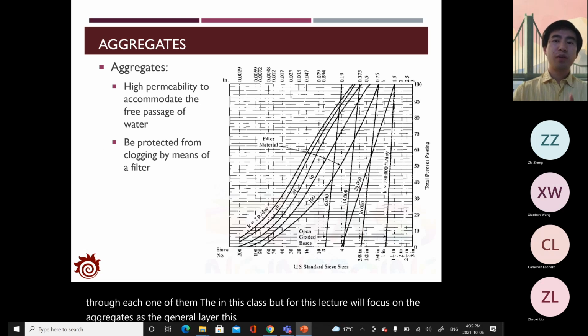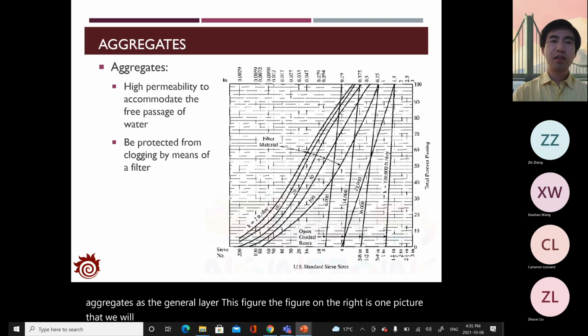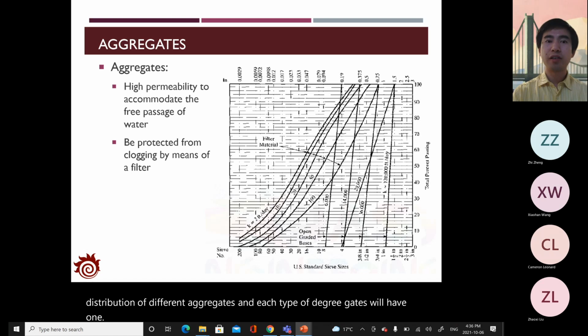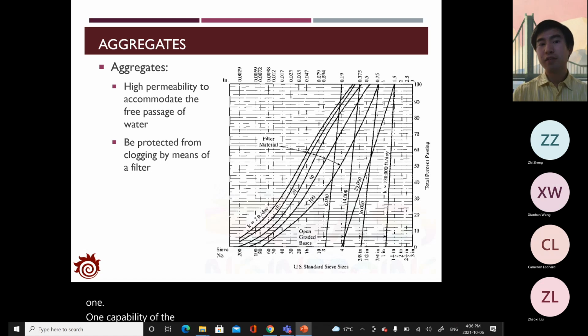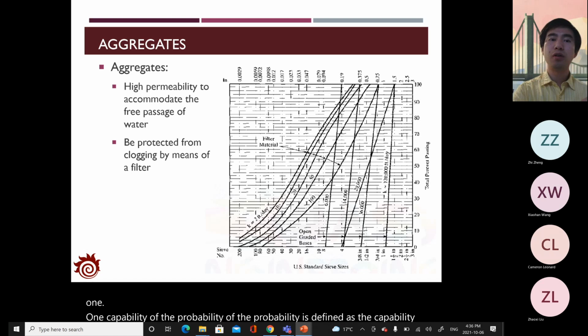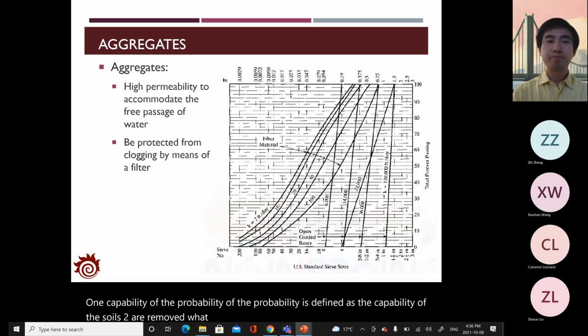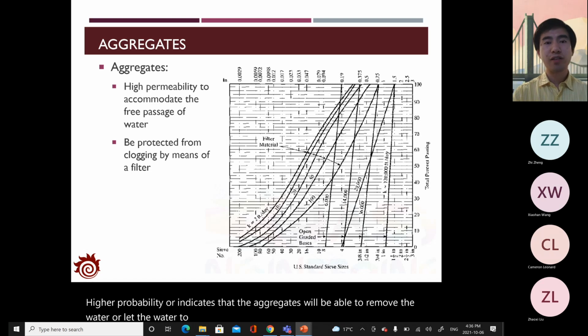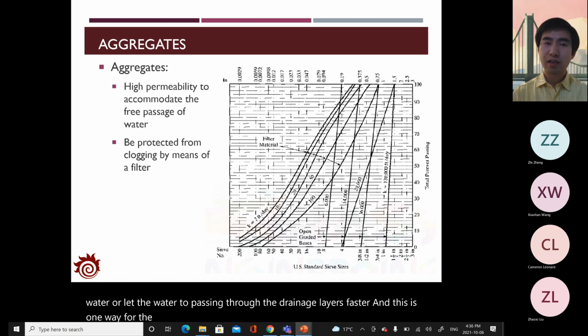The figure on the right is one picture that we will cite a lot for the lecture today. It shows the grain size distribution of different aggregates, and each type of aggregate will have its own permeability. The permeability is defined as the capability of the soils to remove the water. Usually, a higher permeability indicates that the aggregates will let the water pass through the drainage layers faster. And this is one way for us to select the aggregates.